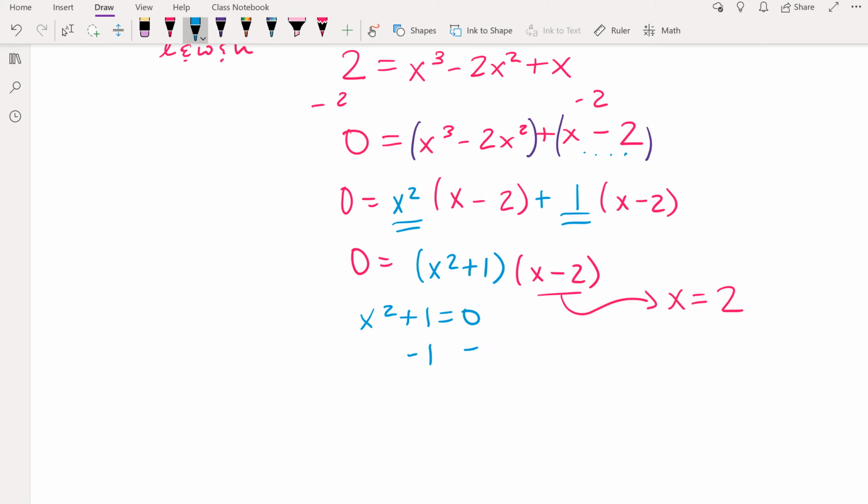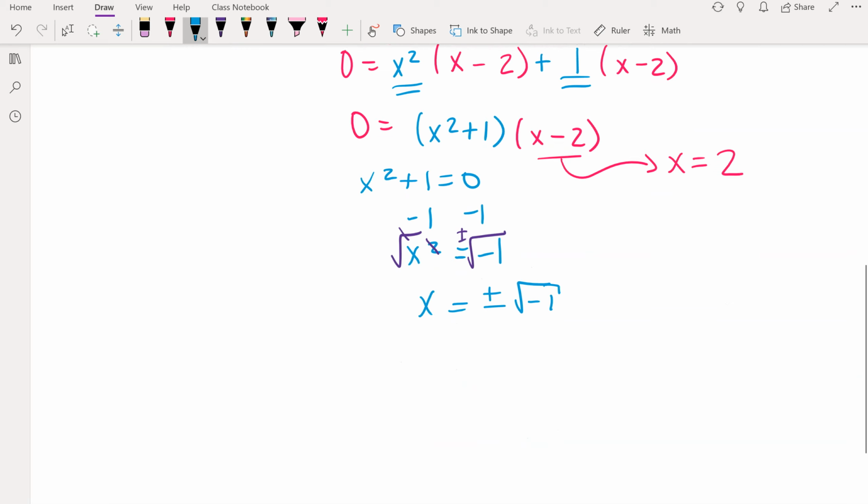We go minus 1 on both sides. X squared equals negative 1. We're going to square root both sides. When you square root a variable, make sure you do plus or minus on the other side. And then the square root and the square cancel. So we get x equals plus or minus the square root of negative 1.